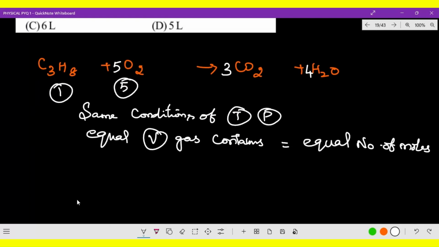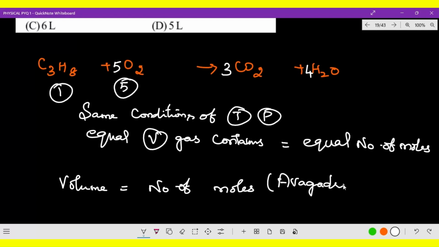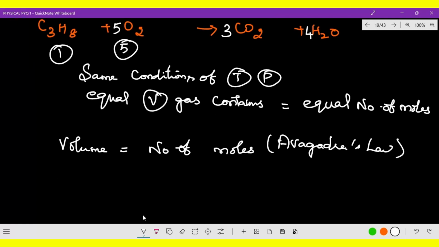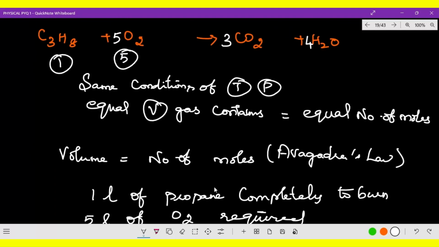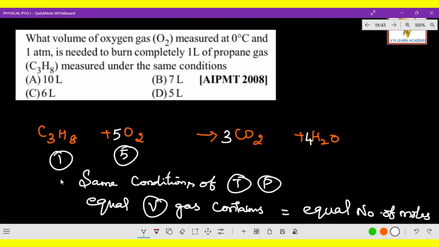So here what is the answer? Volume is equal to number of moles, simple. Avogadro's law. So 1 mole of propane, that is 1 mole, 1 liter. I just mentioned here 1 liter of propane. Completely to burn, 5 liter of oxygen required. Right? Got it? So what is the answer? 5 liter. So 1 liter of propane gas requires 5 liter of oxygen to burn completely.